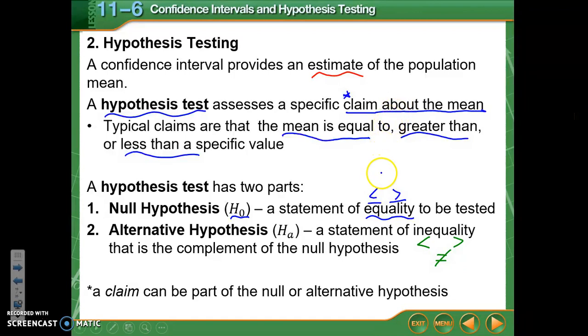Okay? So the null hypothesis has to be equal to, less than or equal to, or greater than or equal to. Alternative, less than, greater than, or not equal to. And our claim, the claim that we make about the mean, can be part of either one of these. So we have to pay super close attention to where our claim is.